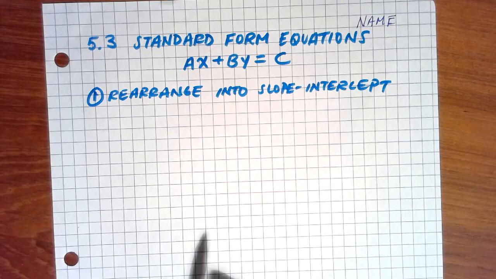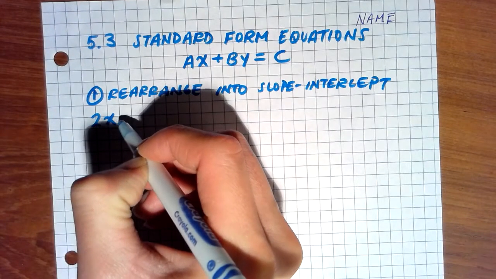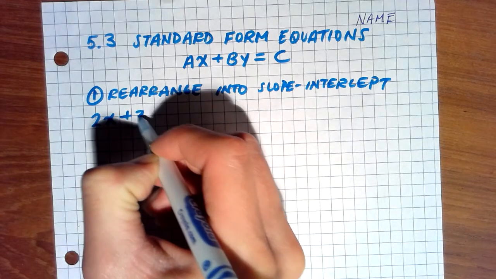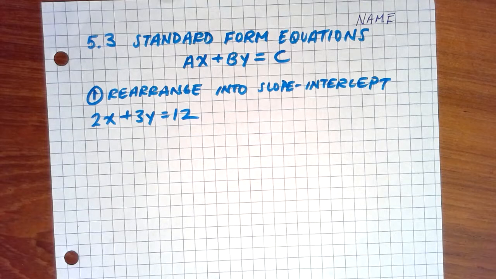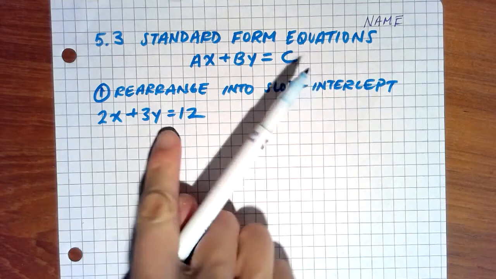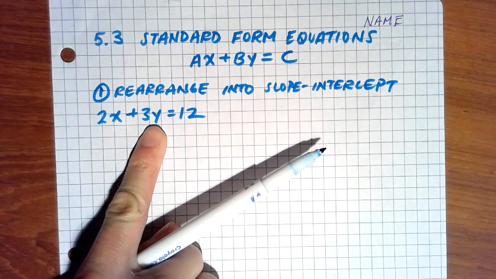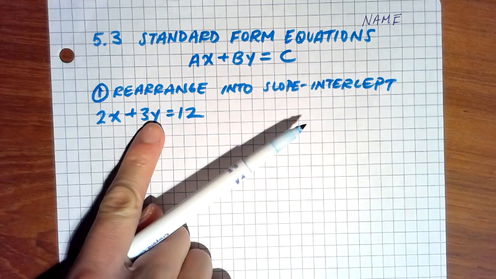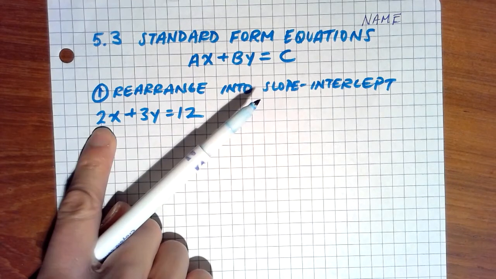So if you have the standard form equation 2x plus 3y is equal to 12, and you want to graph this, you can rearrange it into slope-intercept form, y equals mx plus b. We want to get this y here all by itself. So right now, y is being multiplied with 3, and then added with 2x.